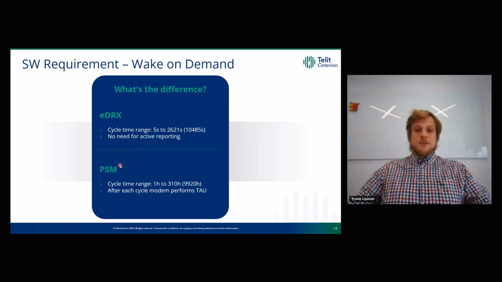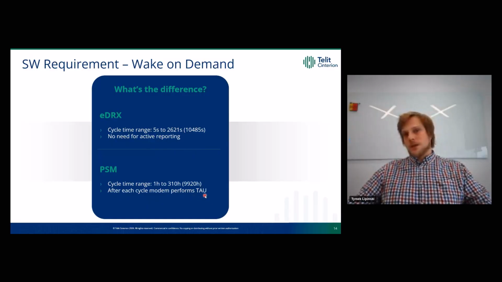In case of PSM, after each cycle, so after each wake up of the modem, it has to perform something called TAU. This is tracking area update. So the modem has to reach out to the network, establish RRC data connection, and then perform tracking area update operation. This is by definition from the 3GPP standard, and modem has to do that. And this is a consumption overhead. So in some cases, we have to calculate, is it more suitable for our application to rely on eDRX or maybe PSM?